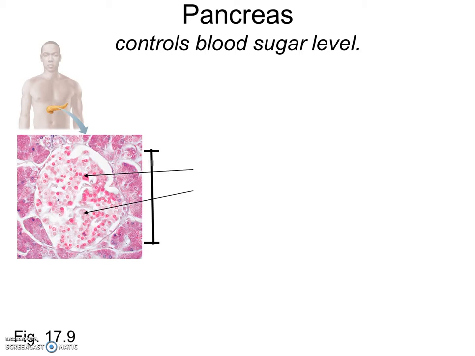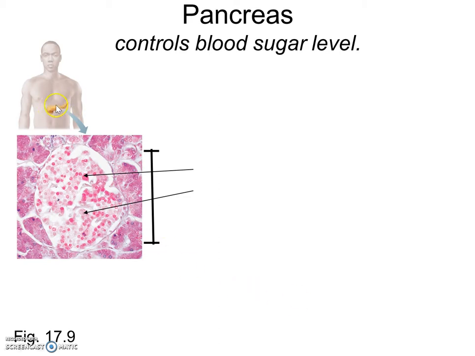The last gland we're going to cover is the pancreas. I'm sure you might have heard of the pancreas because it is involved in controlling blood sugar level, which is an important thing in diabetes. So let's take a look at the pancreas and ultimately see how it relates to diabetes.